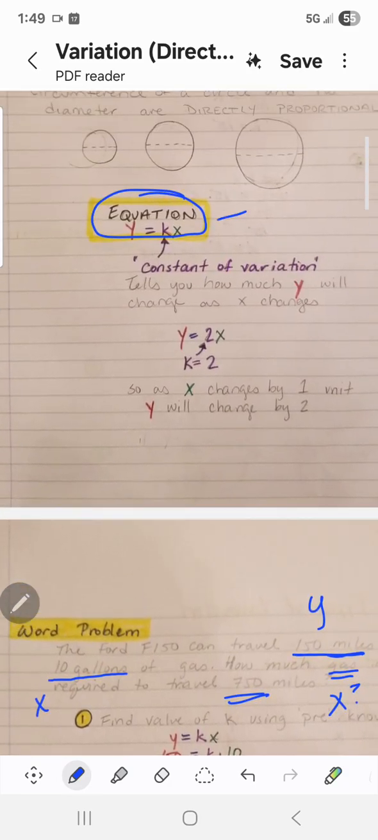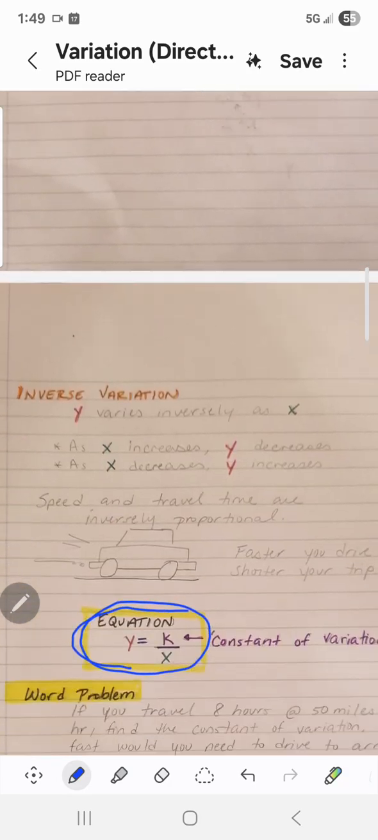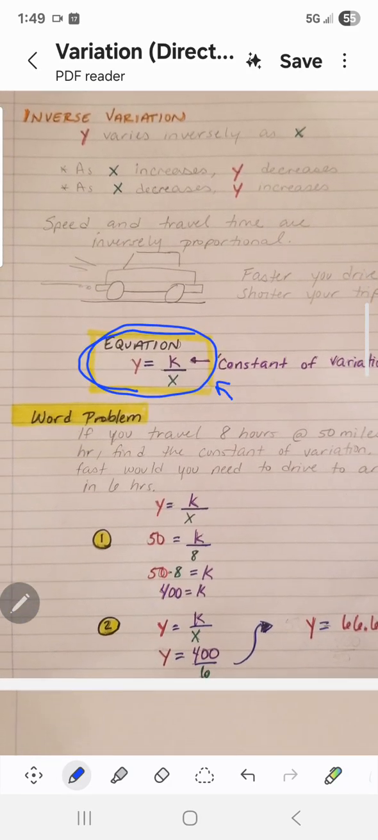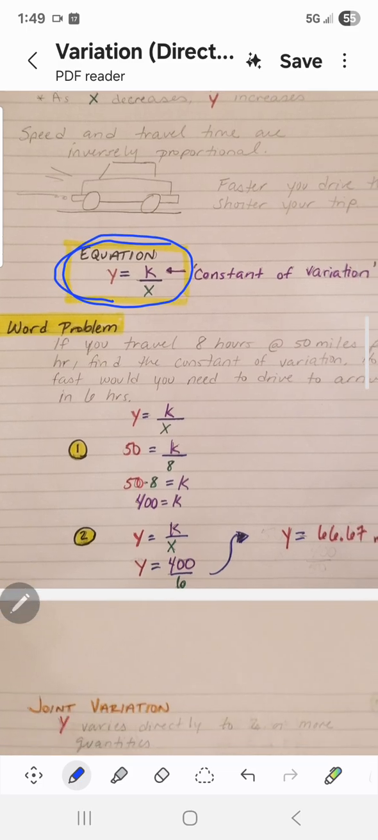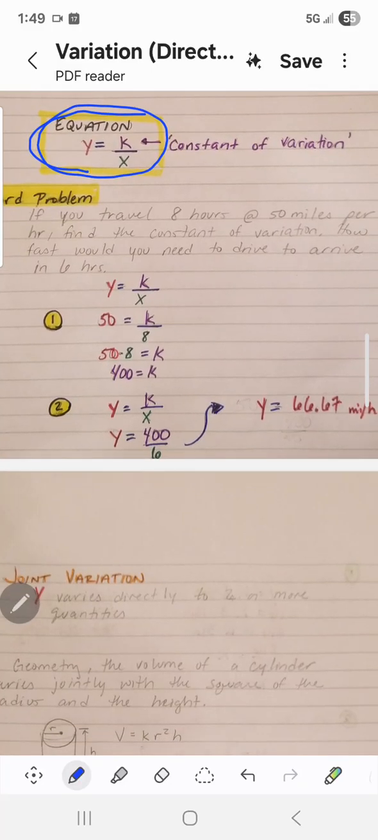Direct was multiplied. Inverse is divide. That kind of should make sense. So let's take a look. If you travel 8 hours at 50 miles an hour, find first the constant of variation. And then, how fast would you need to drive to arrive in 6?